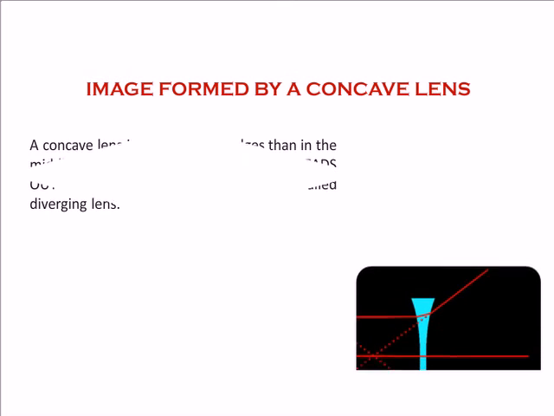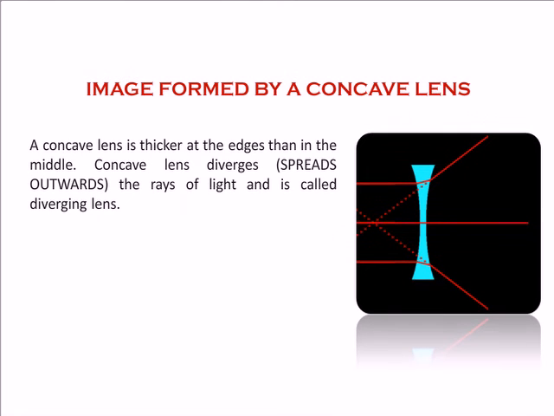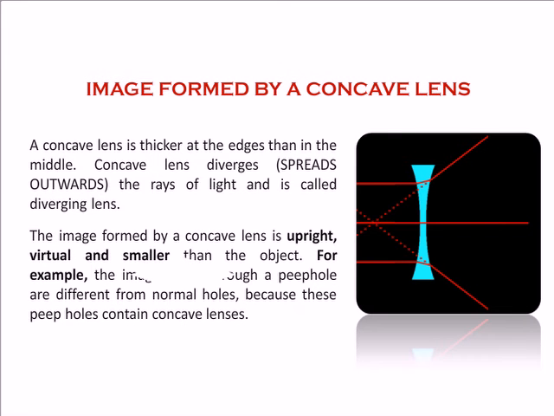Image formed by a concave lens. A concave lens is thicker at the edges than in the middle. A concave lens diverges or spreads outwards the rays of light and is called a diverging lens. The image formed by a concave lens is upright, virtual and smaller than the object. For example, the images seen through a peephole are different from normal because peepholes contain concave lenses. A demagnifying glass is concave. Let's understand this with an activity.